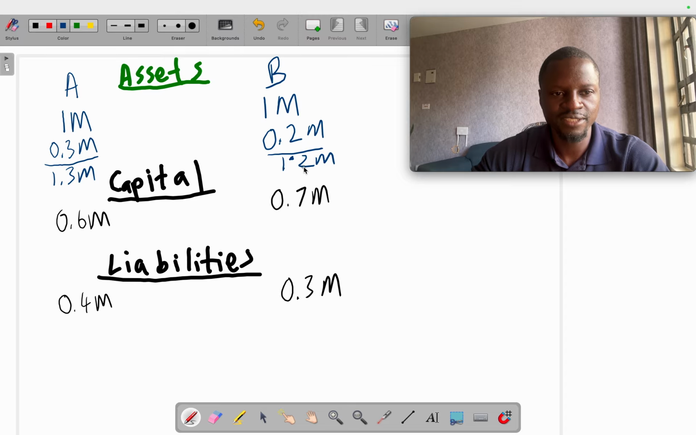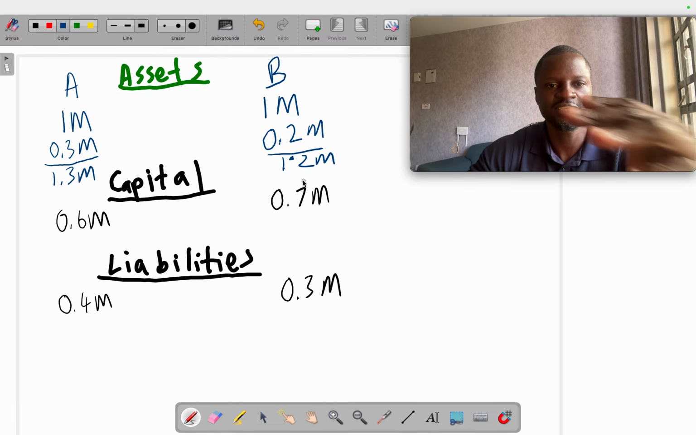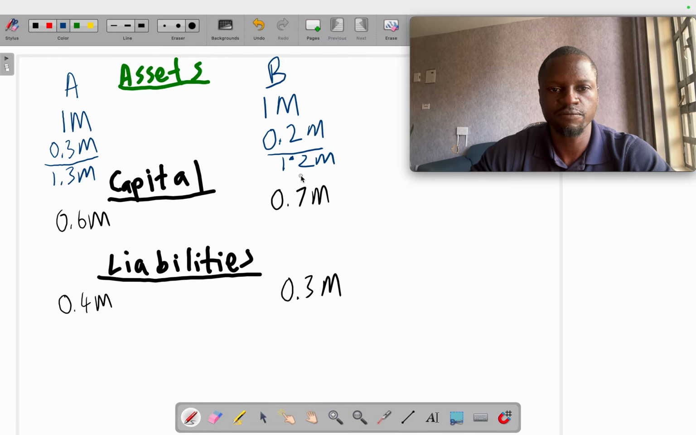So these decisions, the quality of the decisions they are making, you clearly see that business A created more value for the market using the same amount of value in assets as compared to business B, which also created value, but business A clearly created 0.1 million more value to the market in the view of the market, using the same amount of value in assets to start with.